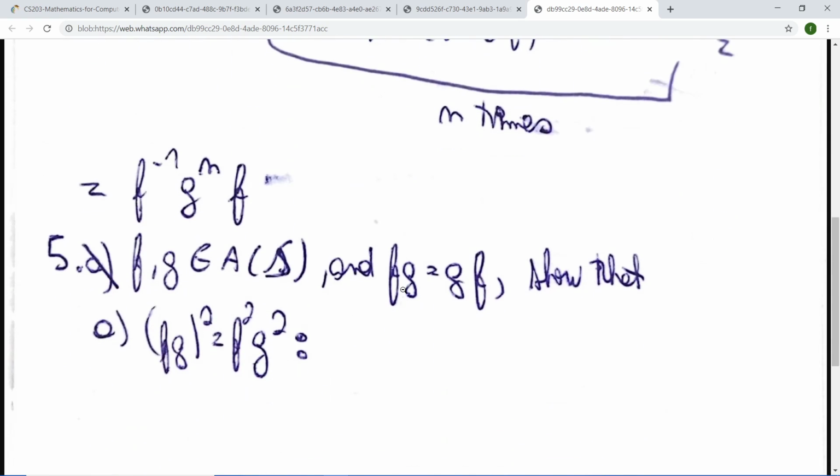For exercise 5, I couldn't do it. Maybe I'm tired, going to sleep, I don't know. fg belongs to A of S and fg equals gf. I'm not sure why this is. I think it's related to this, and I really don't know.